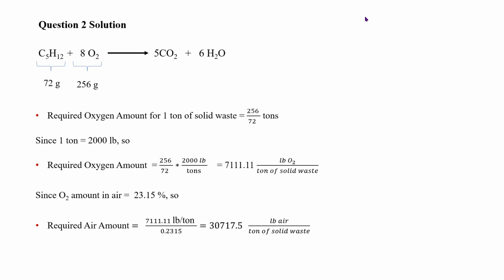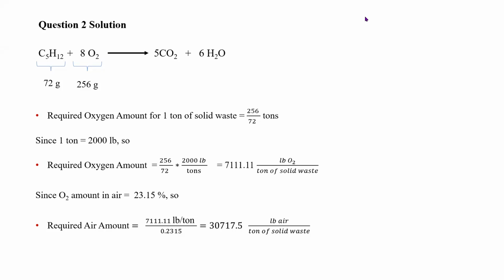So we should divide the oxygen amount, which is 256 gram, by molar mass of solid waste, which is 72 grams. And be careful at this point. In the question, the desired unit is pound, but we have found the required amount on the basis of ton. That's why we should apply the unit conversion. Since 1 ton is equal to 2,000 pounds, if we multiply the value that we found before, we can calculate the required oxygen amount as nearly 7,111 pounds per ton of solid waste.